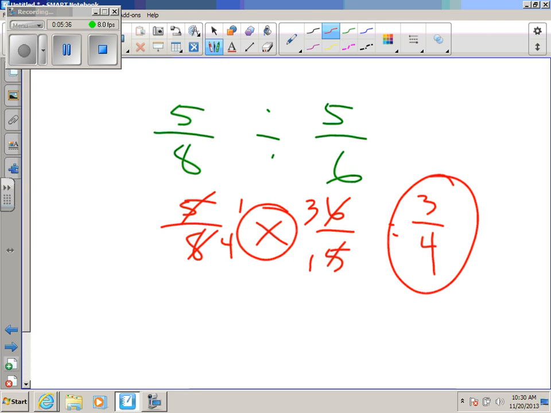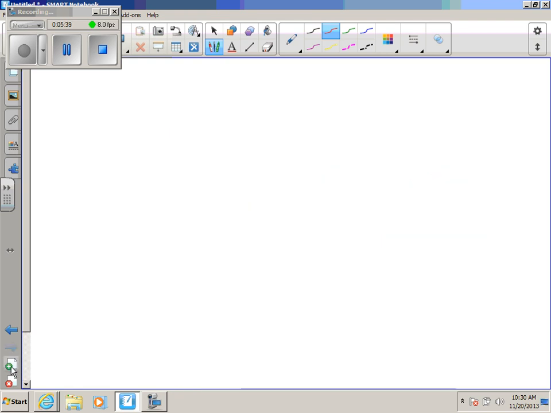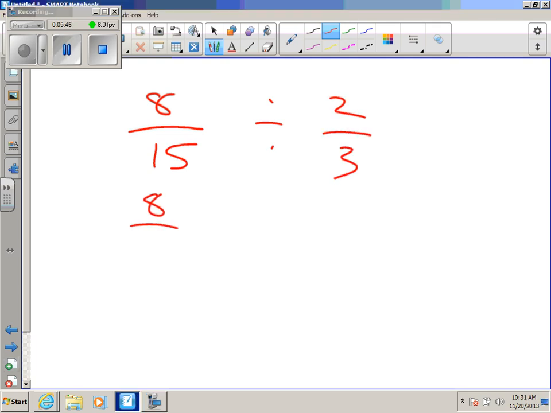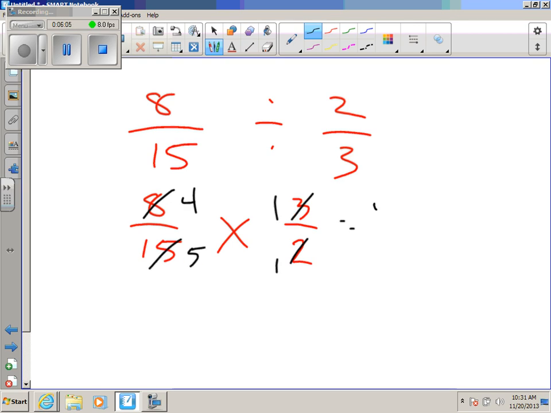8/15 divided by 2/3. Try that one. We're going to flip the second one. 2 over 3 becomes 3 over 2. So now 8 and 2 both have 2 in common. There's 4 there, 1 there, and we get 4 fifths.